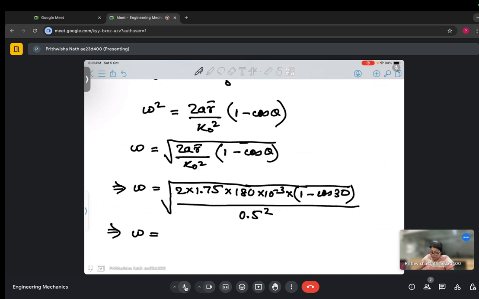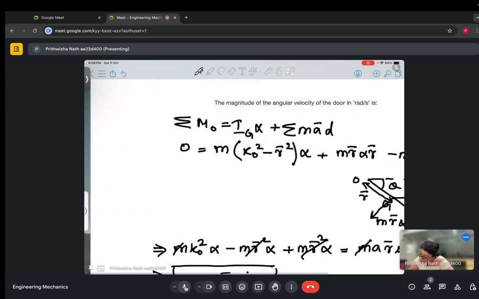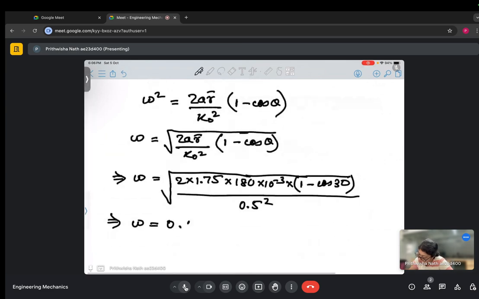So this is 0.58 radian per second. So this is the angular velocity of the door. Now moving on to the next part of the problem.